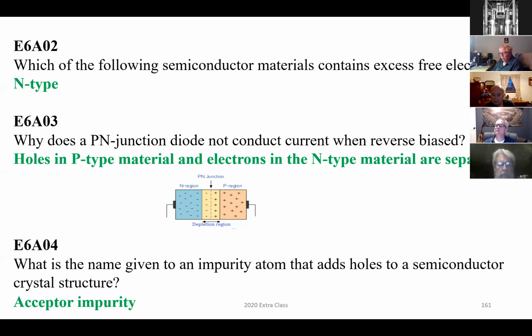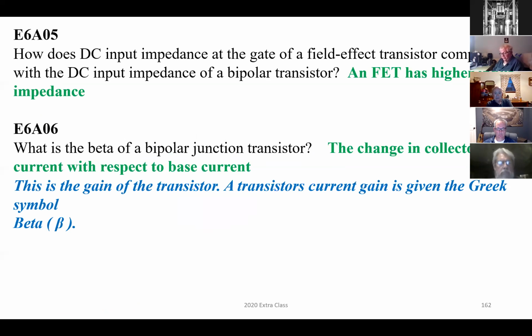Number 4. What is the name given to an impurity atom that adds holes to a semiconductor crystal structure? That would be C, acceptor impurity. 5, how does DC input impedance at the gate of a field effect transistor compare with the DC input impedance of a bipolar transistor? It'd be C, an FET has higher input impedance.